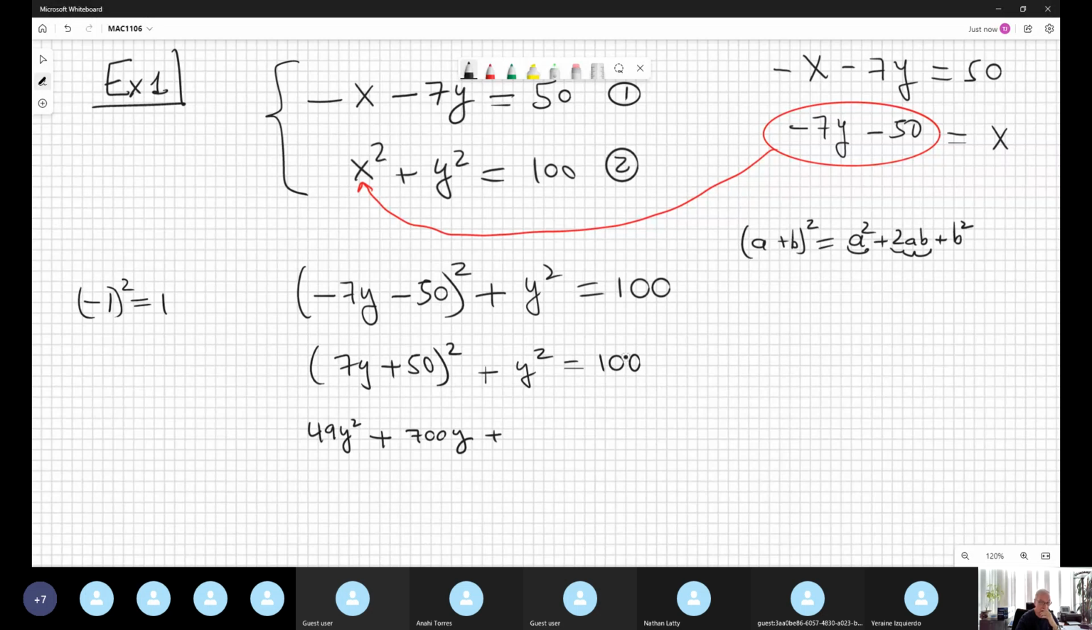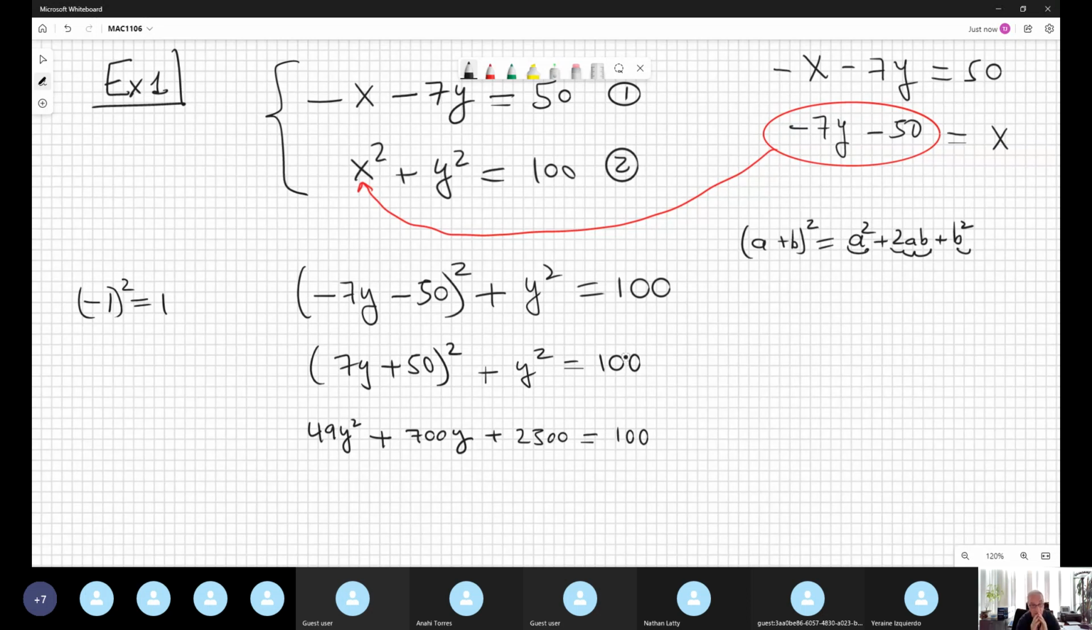Plus 50 squared, the last part, is 2500, equal 100. Okay, guys, do you understand very well the action that we are doing or no? Does it look confusing or complicated? No?